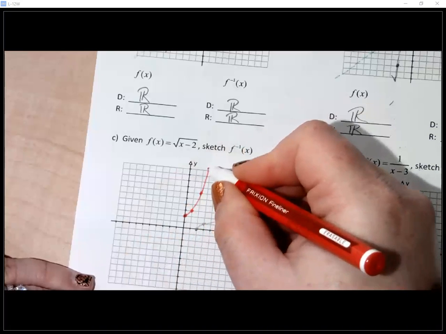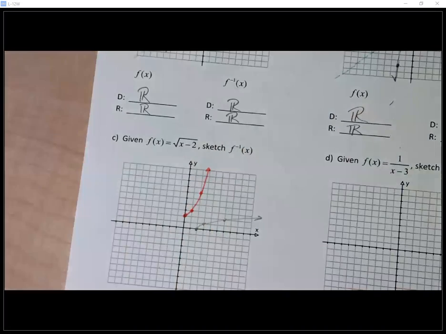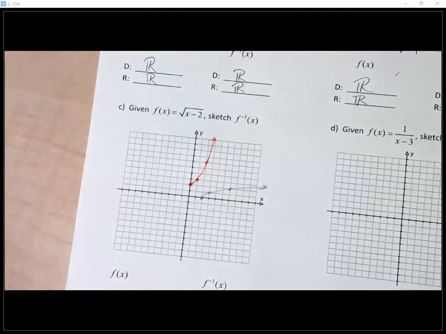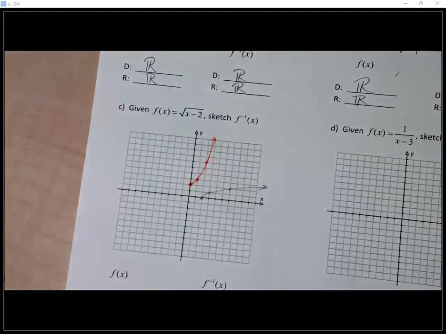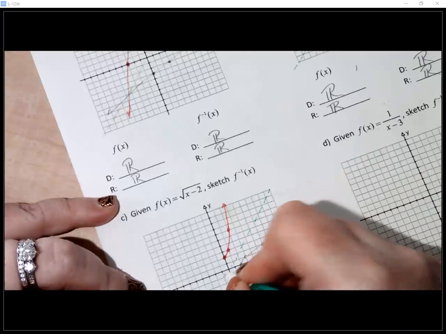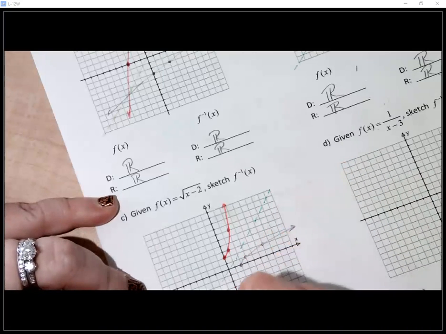Oh my, look how nice. Sketching y = x if you feel like it. And I usually do, because I think it looks so nice. Look at that reflection. Oh.